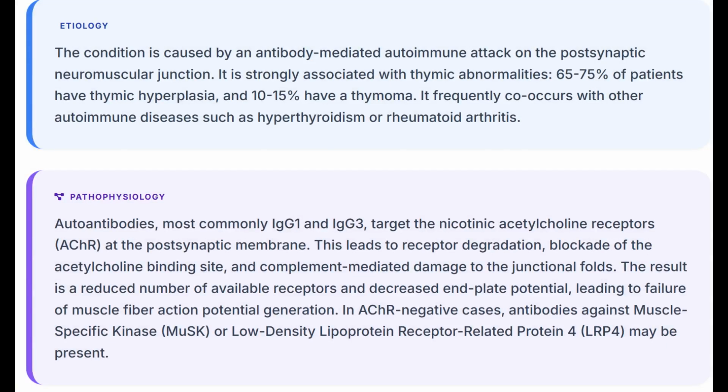Moving to the etiology and pathophysiology, myasthenia gravis is essentially an antibody-mediated autoimmune attack on the postsynaptic neuromuscular junction. We see a profound association with the thymus. Roughly 70% of patients have thymic hyperplasia, and up to 15% have a thymoma. It also frequently co-occurs with other autoimmune disorders, such as hyperthyroidism or rheumatoid arthritis.